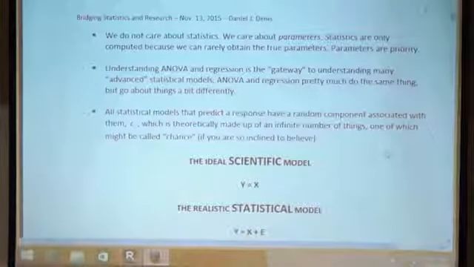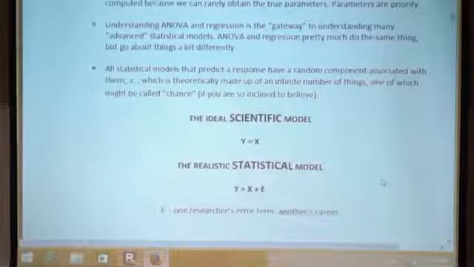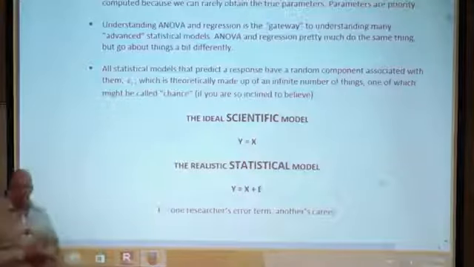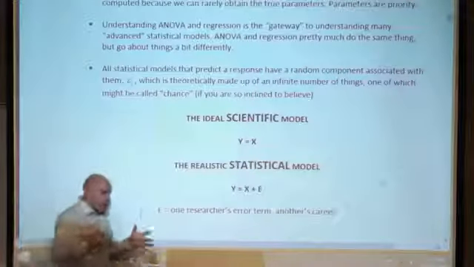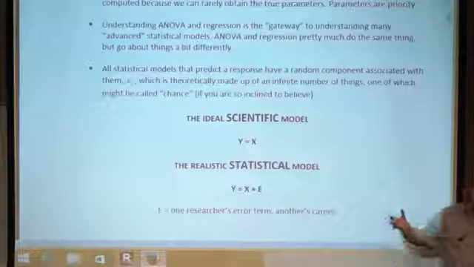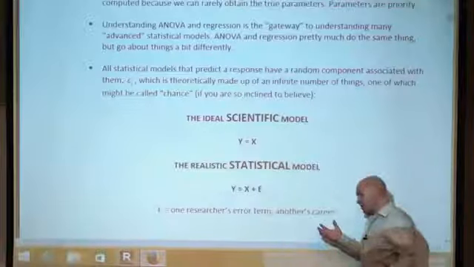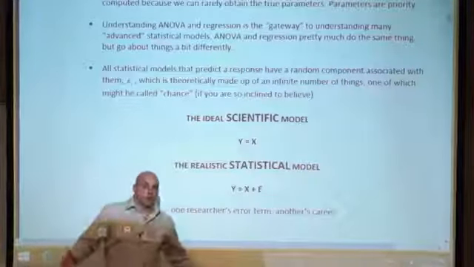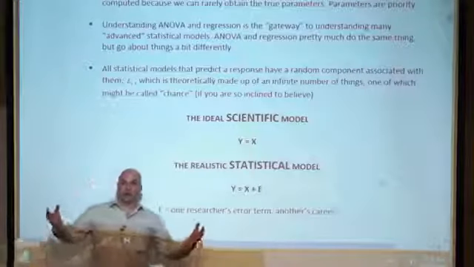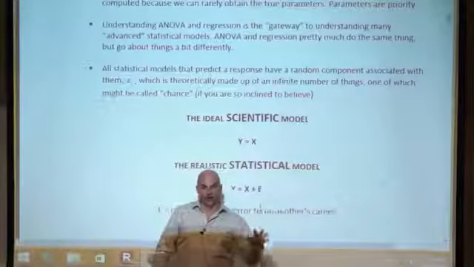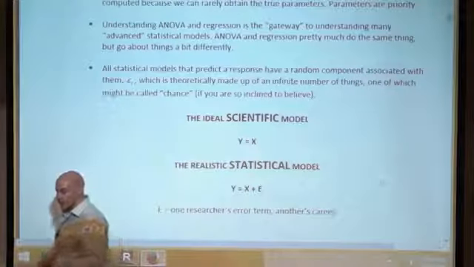Understanding ANOVA and regression is the gateway to understanding many advanced statistical models. So ANOVA and regression pretty much do the same thing, but go about things a bit differently. Nonetheless, a good grounding in those two approaches makes other things seem much easier and kind of demystifies them. I like demystifying things. When I look at a multi-level model, for instance, random coefficient model, mixed modeling, at first they can seem very, very sophisticated until you look at them a little bit deeper and you just realize that, oh, it's just really an extension of the basic grounding in ANOVA and regression theory.